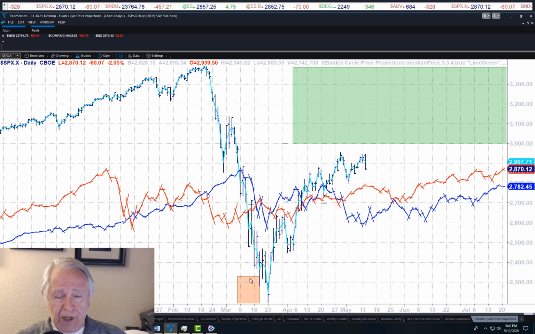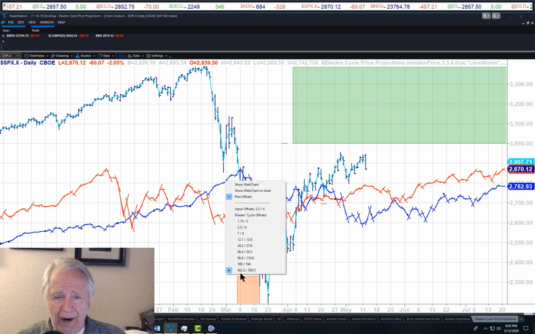This projection was given in real time, and we showed that to you in real time. I don't know if we showed you this upside projection yet, but remember what our offset lines are now. Our offset lines are currently 482.3 to 530.5. Those are 2-year offsets for nominal 4-year projections, okay? And again, be aware of the fact that they pop up automatically. They're the default offsets that are given to you.